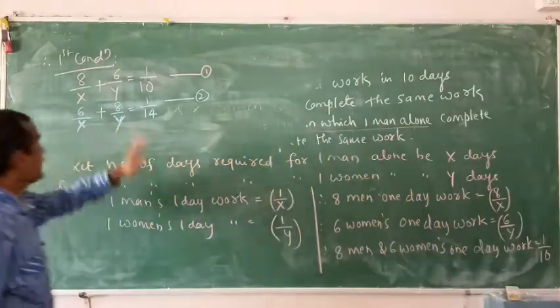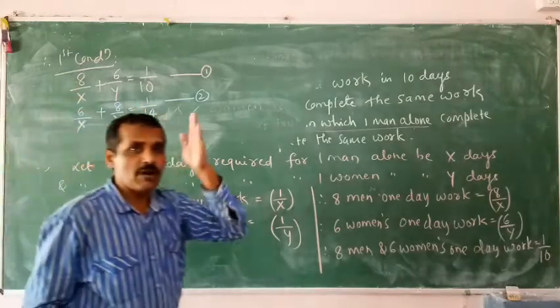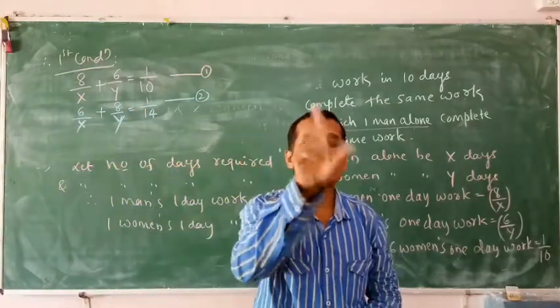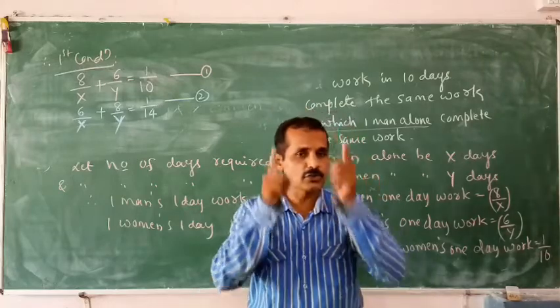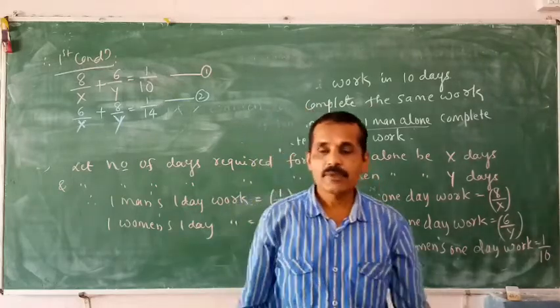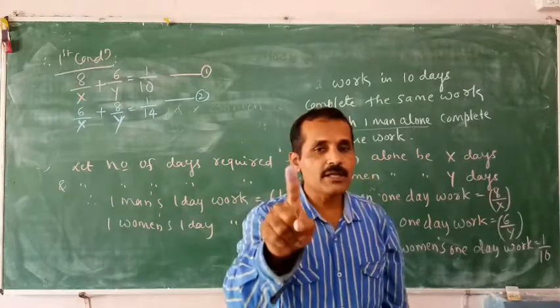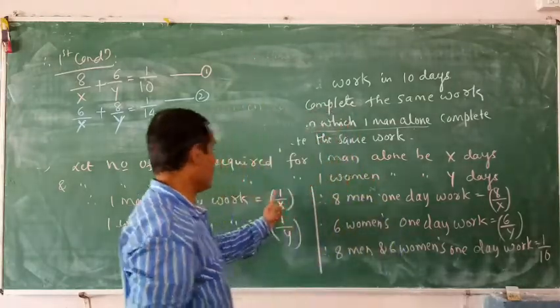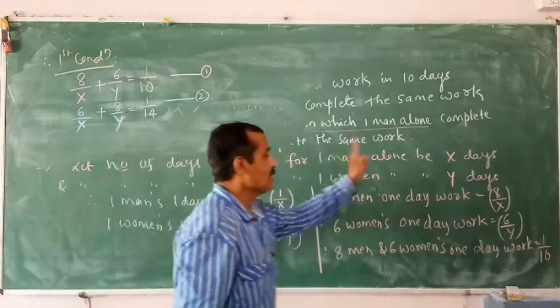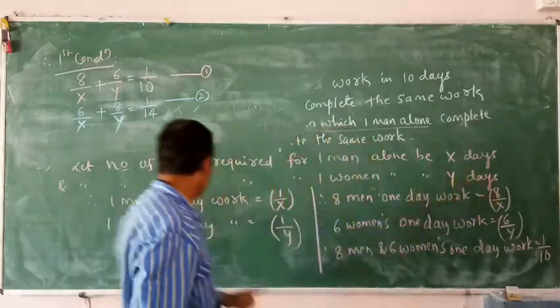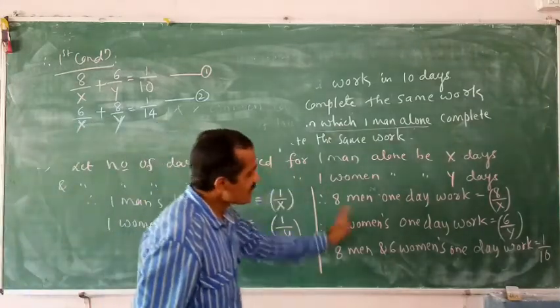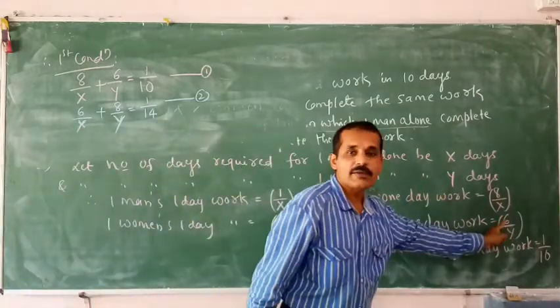See here. One thing to keep in mind in work and time: the entire problem has to be converted for one day. Those who have not understood still, I will tell them once again. One man, one day work, 1 by x. 8 men, one day work, 8 by x. 1 woman, one day work, 1 by y. 6 women, one day work, 6 by y.